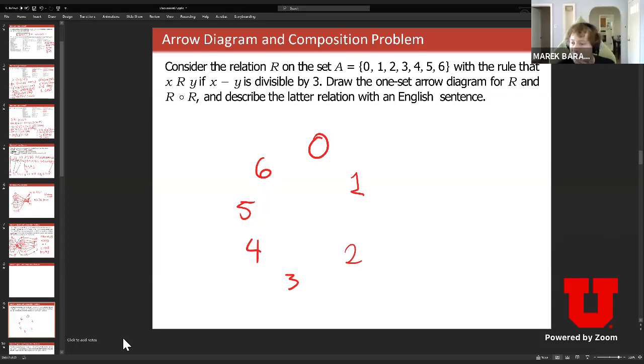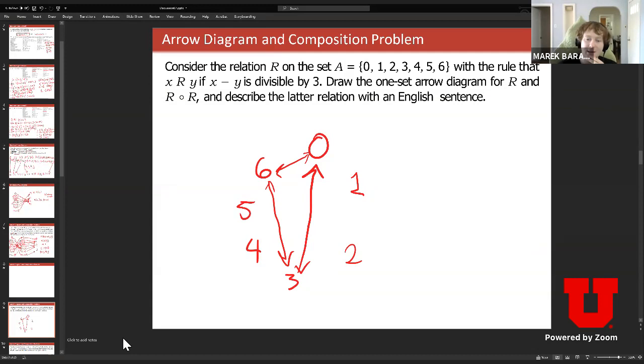Yep. So Kevin says there's an arrow from 6 to 3. And Brendan says there's an arrow from 3 to 0. Is there an arrow from 3 to 6? Yeah, there's an arrow from 0 to 6. Are these two-way arrows? Yes. So, 3 minus 0 is 3. 0 minus 3 is negative 3. They're both divisible by 3, and the fact that the other becomes negative doesn't affect divisibility by 3. So all of these are double arrows.